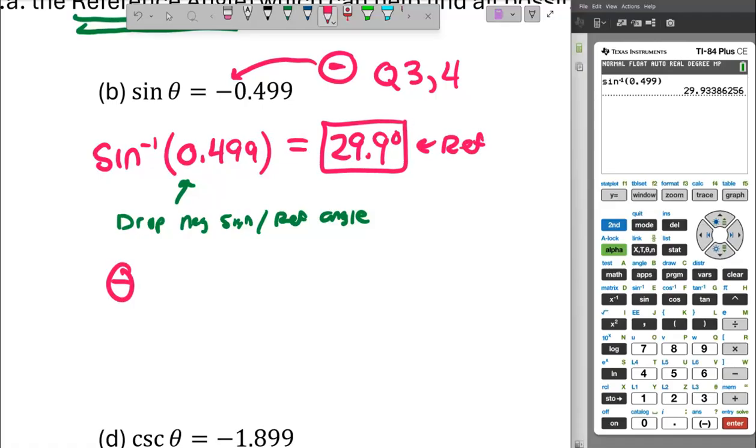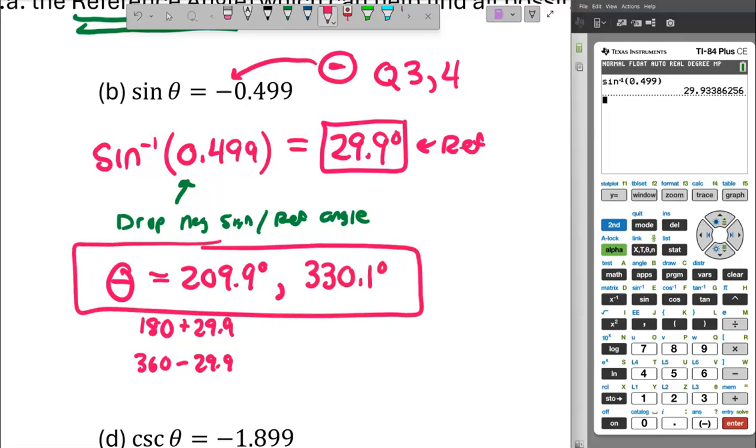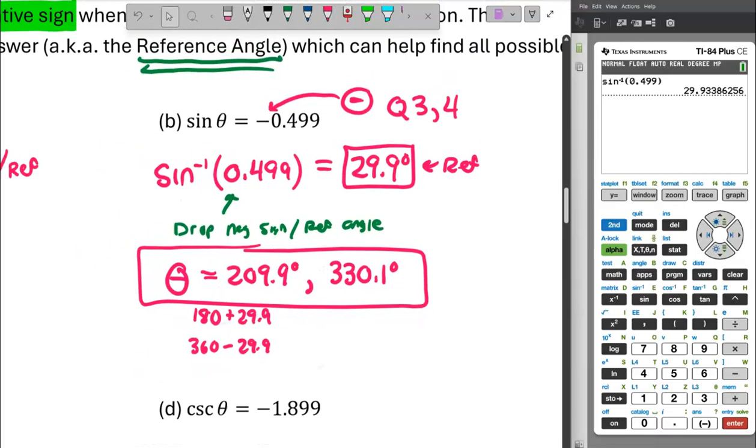So now I can find my quadrant 3 answer. To get my quadrant 3 answer is going to be 180 plus 29.9. And that's going to give me 209.9 degrees. And then to get my quadrant 4, just like the last problem, we're going to do 360 minus 29.9. And that's going to give me my second answer, which is 330.1 degrees. So drop that negative sign when you're taking the inverse ratio.